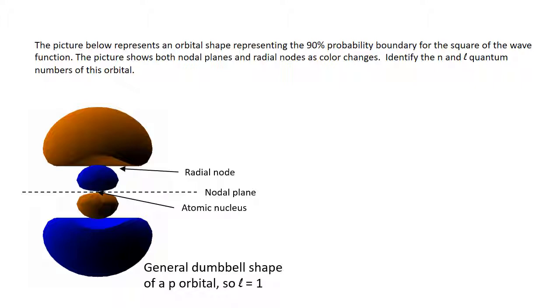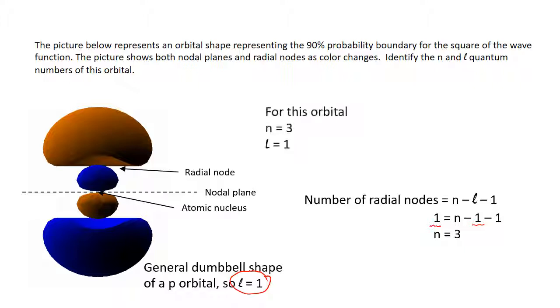Now I already know, because of the general dumbbell shape and one nodal plane, that L equals 1. And then I can use my equation relating the number of radial nodes to the quantum numbers n and L to solve for n. So let's plug in. I have one radial node. My L value equals 1. So n minus 1 minus 1 is equal to 1. So when I solve that equation, I find that n equals 3. So for this particular orbital, my final answer is that n equals 3 and L equals 1.